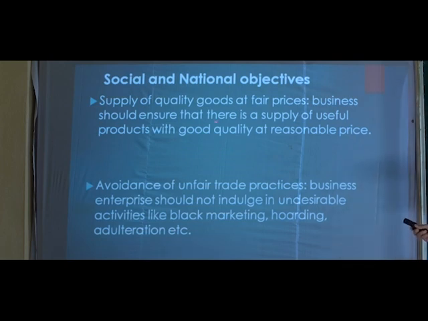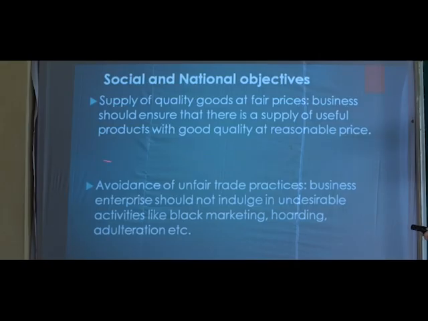Business should ensure that there is a supply of useful products with good quality at reasonable prices. They really need to make sure that they provide goods of better quality, and that also at reasonable prices. That is their first social or national objective.